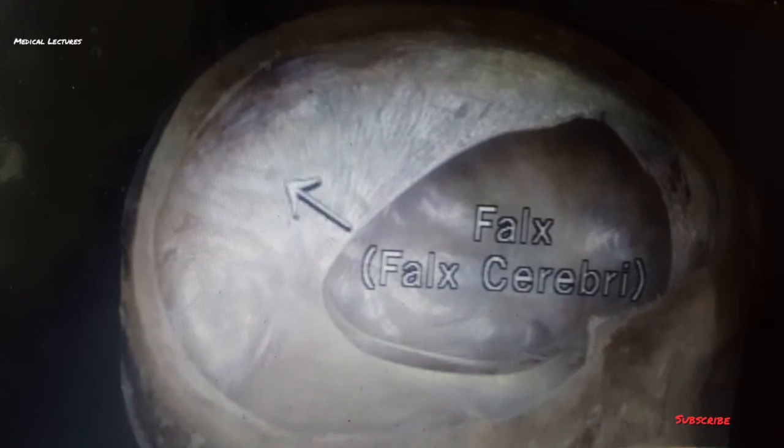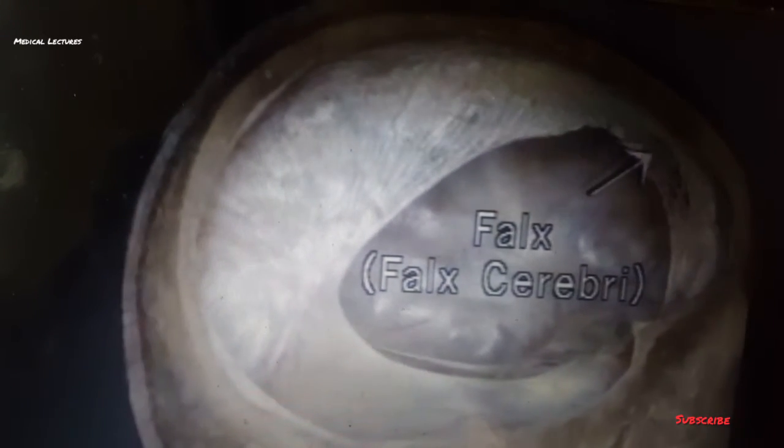This is the falx. Its full name is falx cerebri. The falx forms a midline partition between the two cerebral hemispheres. Here's its attachment to the tentorium. Along its length, it's attached to the occipital, parietal, and frontal bones. Here in front, the falx is attached to the crista galli.